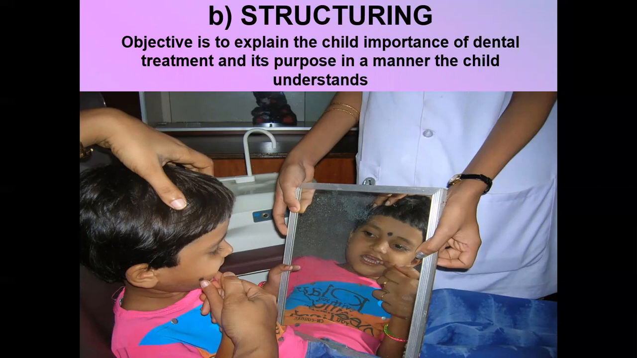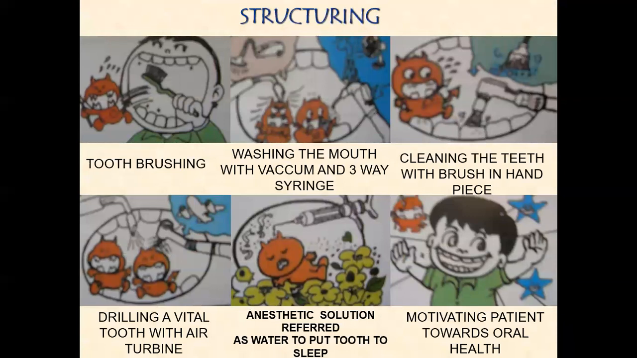So here you can see a mirror is given in front of the child and the child is seeing it, and you are making the child understand in the child's own words that your oral health is poor, we need to improve it, or we need to do some procedures so that it can be improved. So that is called structuring. So you need to structure the child. These are the different ways of structuring.